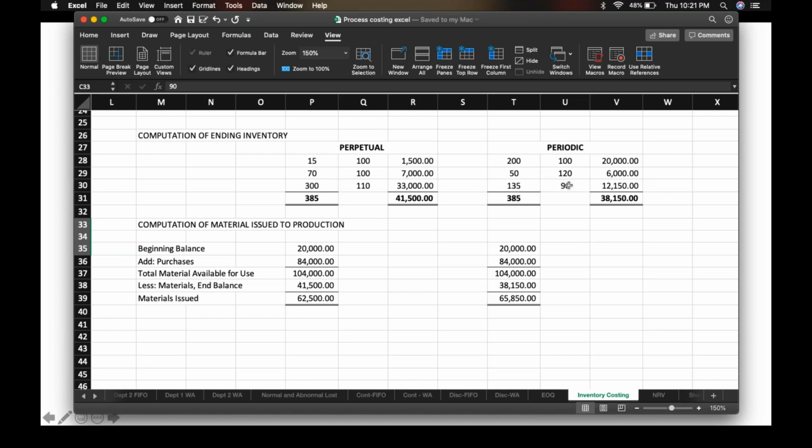Okay? Kasi wala tayong mini-maintain na stock cards. So, since there is a difference now in the amount of ending inventory, magkakaroon na rin siya ng difference in amount of materials issued. Kasi yung ending balance of our materials have different amount.